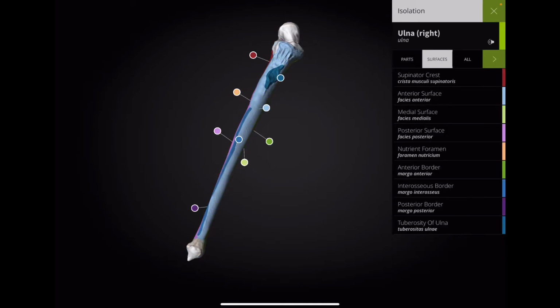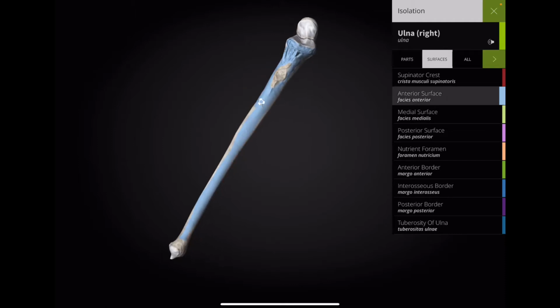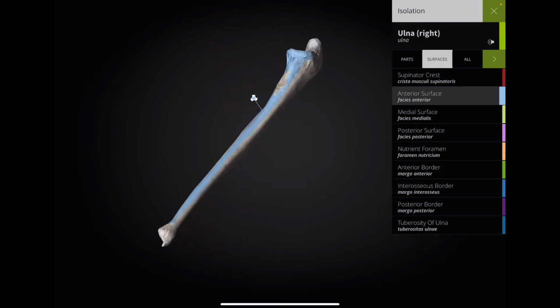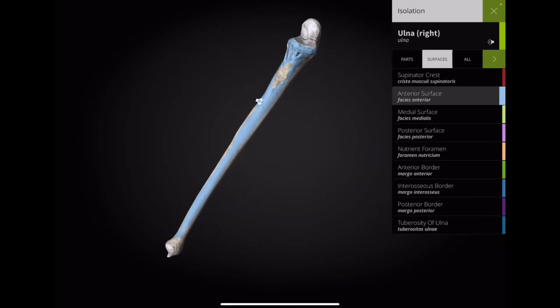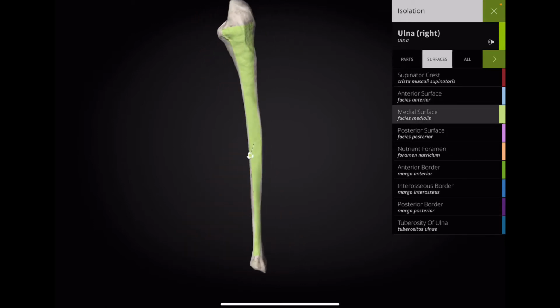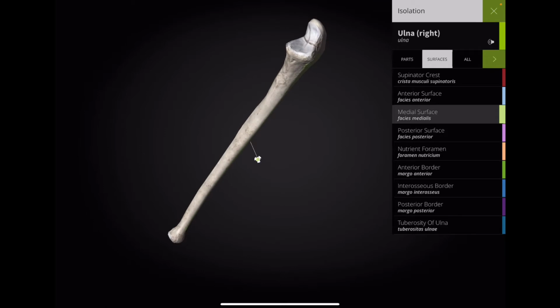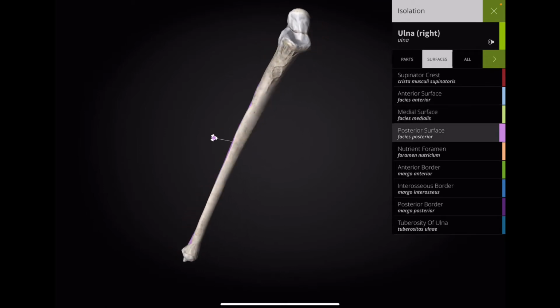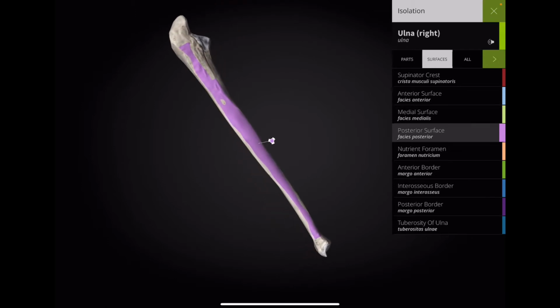The ulna has three borders as well as three surfaces. So let's start with the anterior surface, which is obviously located on the anterior aspect of the ulna. Then we have the medial surface, located on the medial aspect. And we also have a posterior surface on the posterior aspect.